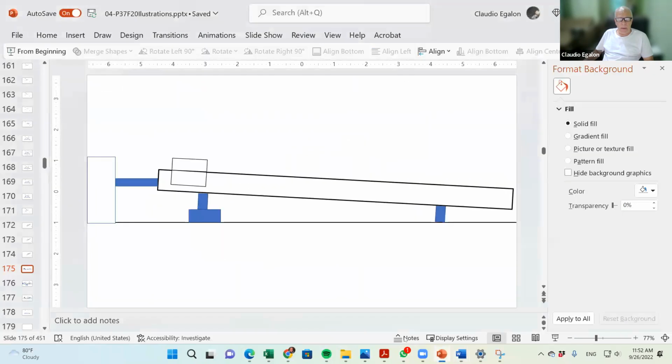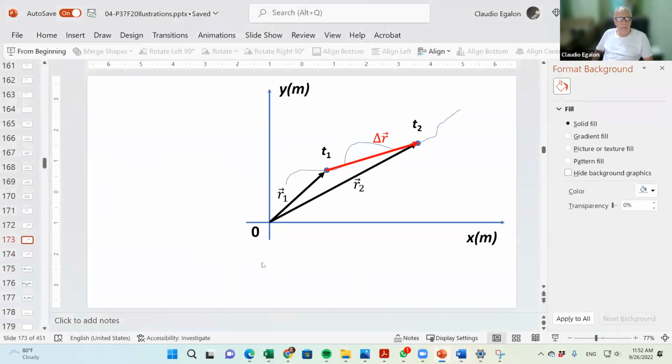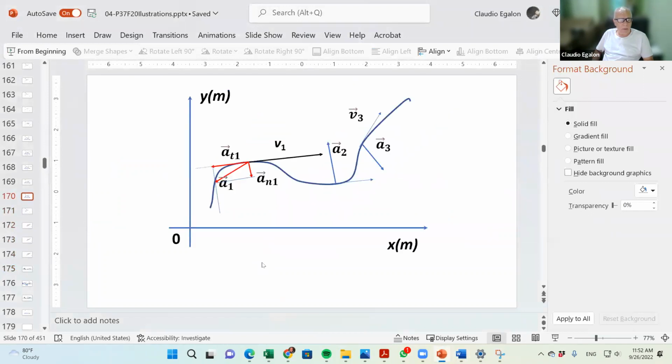So let's go back here to my drawing. There's one more thing that I want to show you as well. Notice the illustration of this acceleration vector at this point, towards the center of the concavity. This one is towards the center of the concavity. This one is towards the center of the concavity. We can explore that even more.